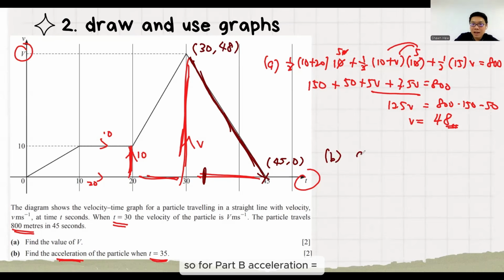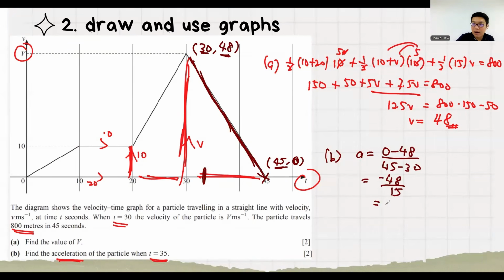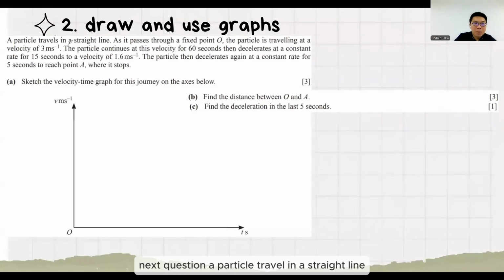So for part B, acceleration equals -3.2. Next question. A particle travels in a straight line as it passes through a fixed point. The particle is traveling at a velocity of 3 meters per second, and continues this velocity for 60 seconds. So it's a constant velocity of 3.